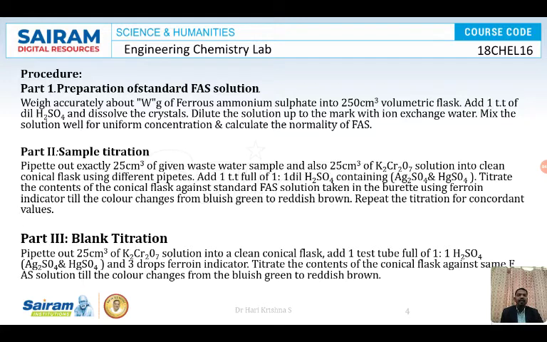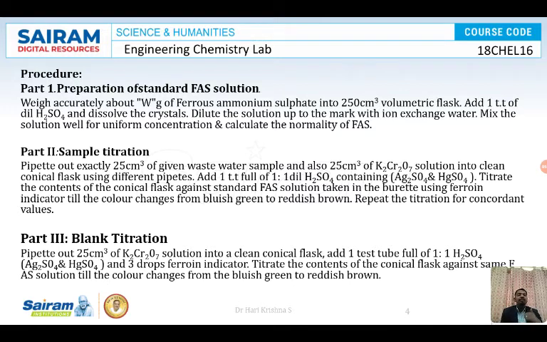When you add dichromate, it oxidizes the organic and inorganic waste into carbon dioxide and water. Out of 25 ml, only 15 ml will be used up, and the remaining 10 ml will be unreacted. That unreacted potassium dichromate will be estimated against the FAS taken in the burette using ferroin indicator. The end point is bluish green to reddish brown. So only 15 ml is used, and 10 ml is unreacted.